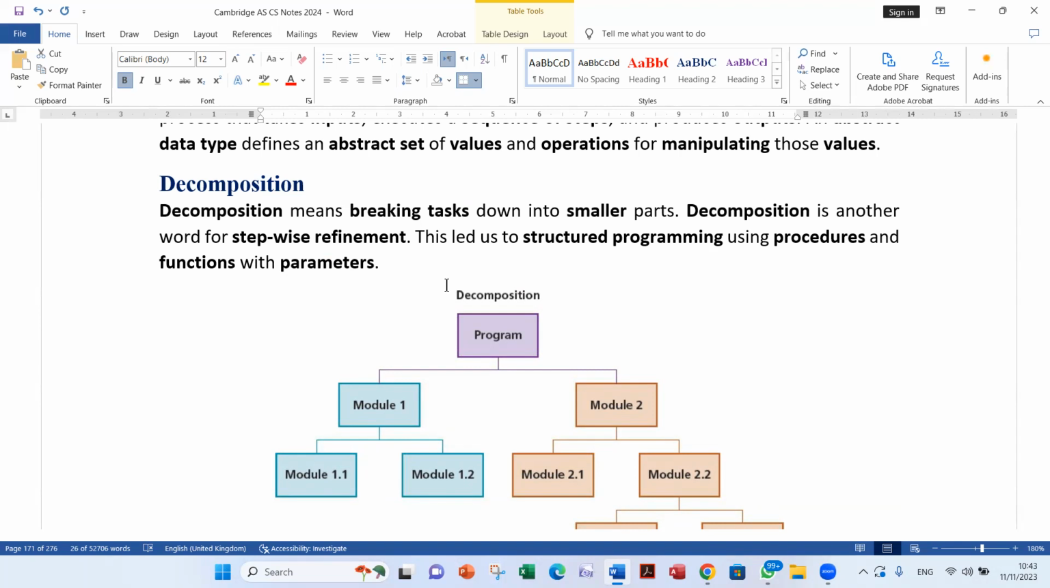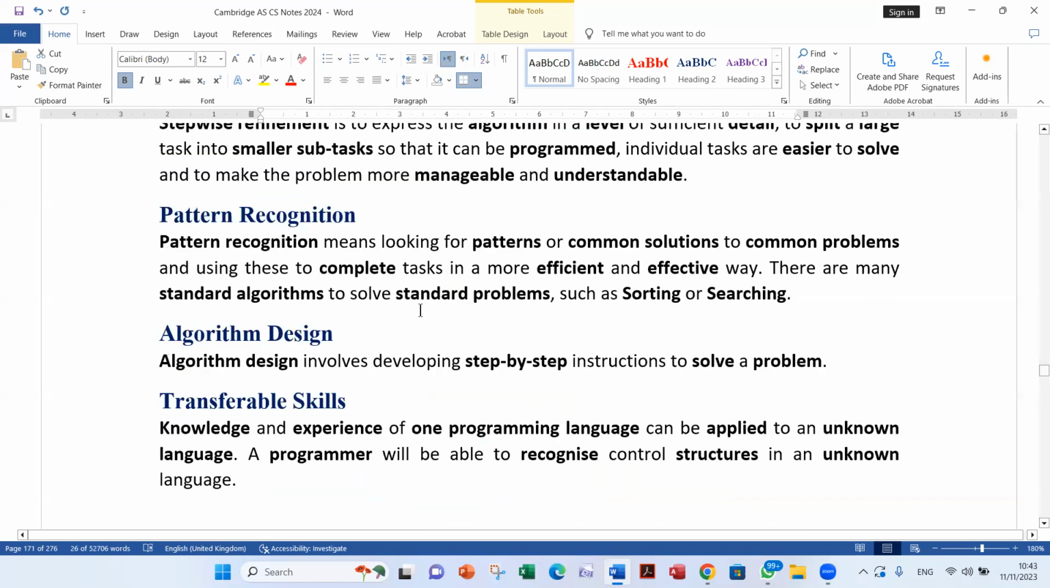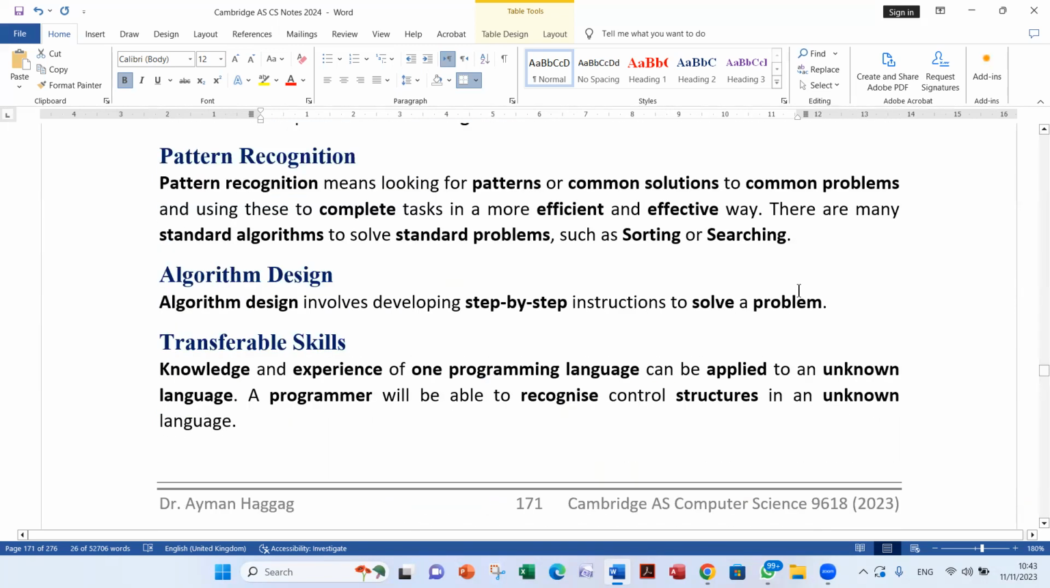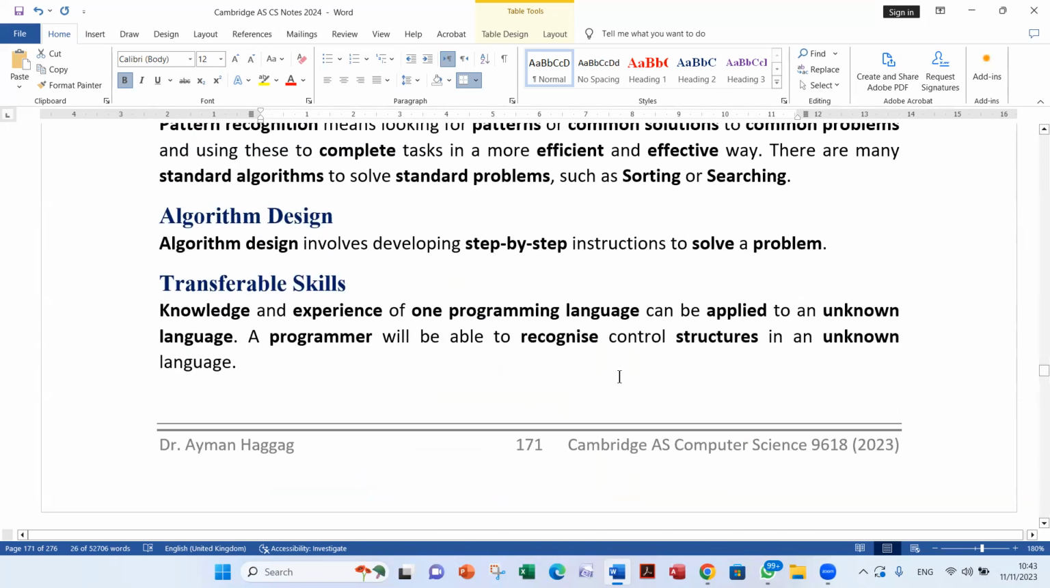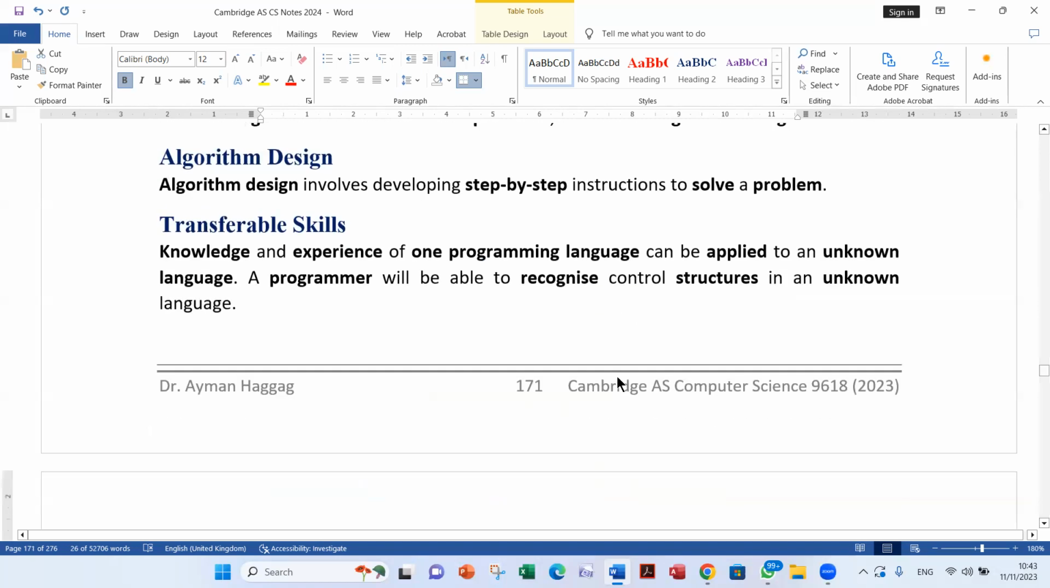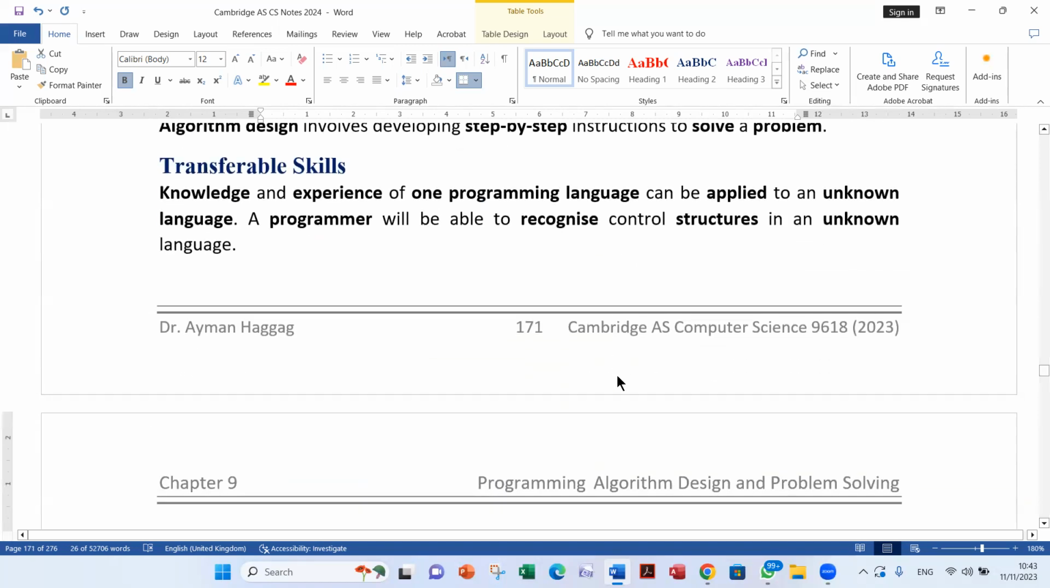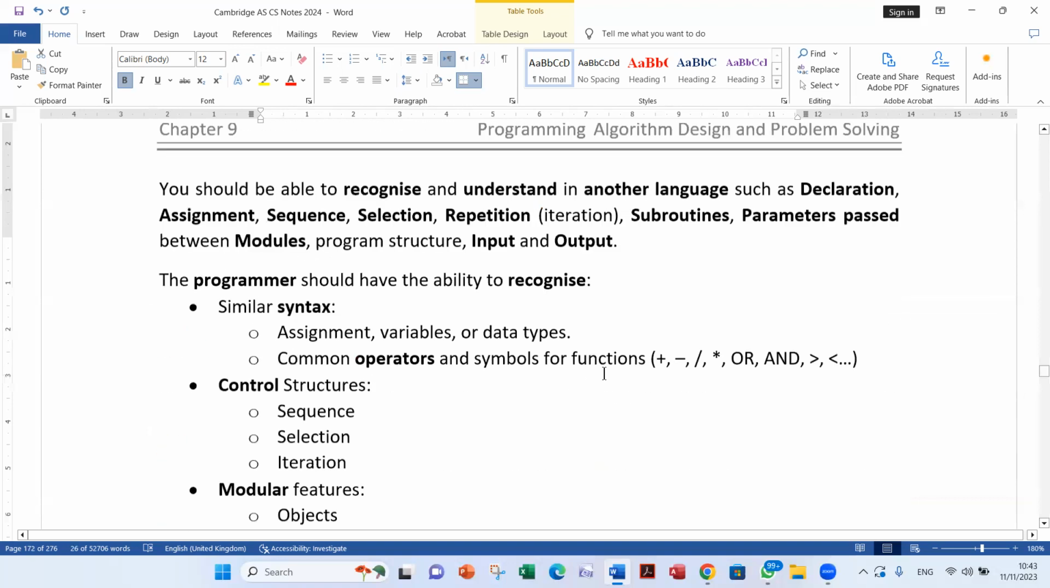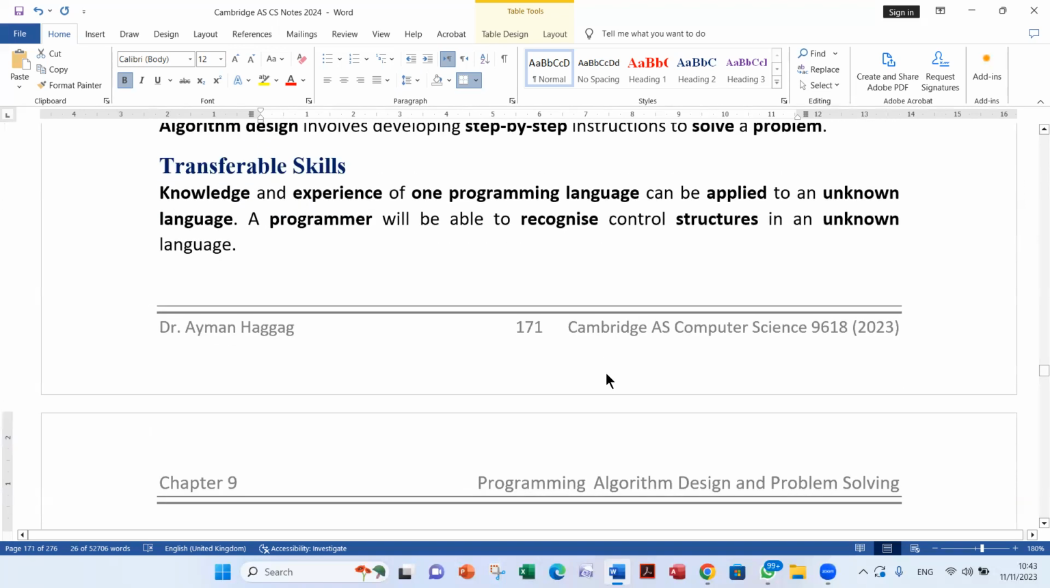Okay, so this is decomposition. This is pattern recognition, sorting and searching, algorithm design. Let us talk about another topic, and then we go and look at past papers, because just one page may have lots of questions, and I would like to earn every single one. Transferable skills. Let us discuss a little bit about it.